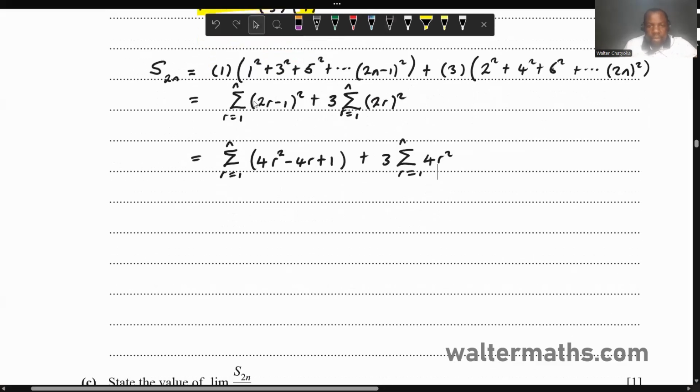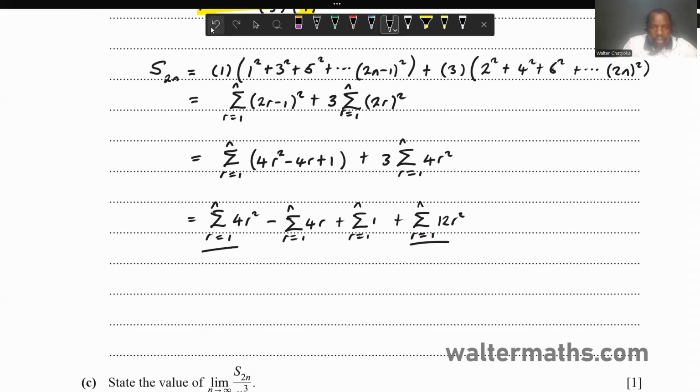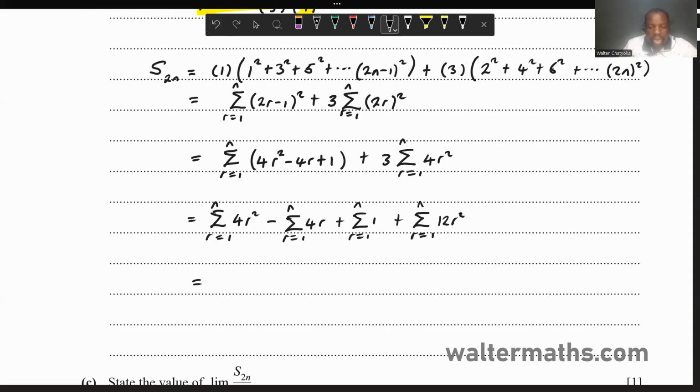So we have the sum from r equals 1 up to n of terms of the form 4r squared, minus the sum from r equals 1 to n of terms of the form 4r, plus the sum from r equals 1 to n of 1, plus the sum from r equals 1 up to n of 12r squared. So these two terms add up to give us 16r squared. So basically we have 16 of the sum of squares, minus 4 of the sum of terms of the form r, plus n.